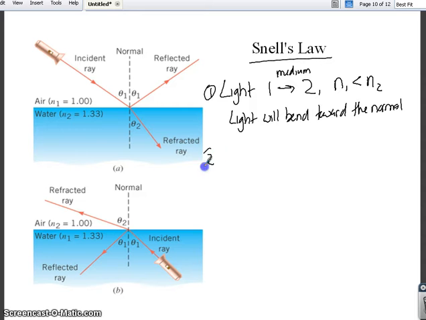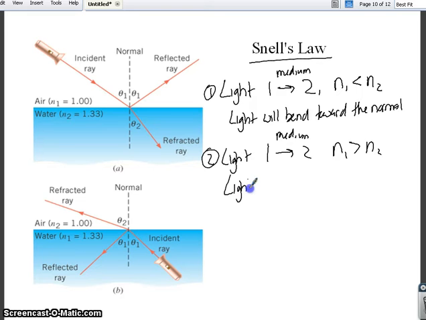Okay? And when light travels from medium 1 to medium 2, and N1 is greater than N2, so going the opposite direction, light will bend away from the normal. So as you can see here, light's going from water to air. It's going from a greater index of refraction to a smaller index of refraction. This is the normal, and it was coming at this angle, and it bent away from the normal, okay?